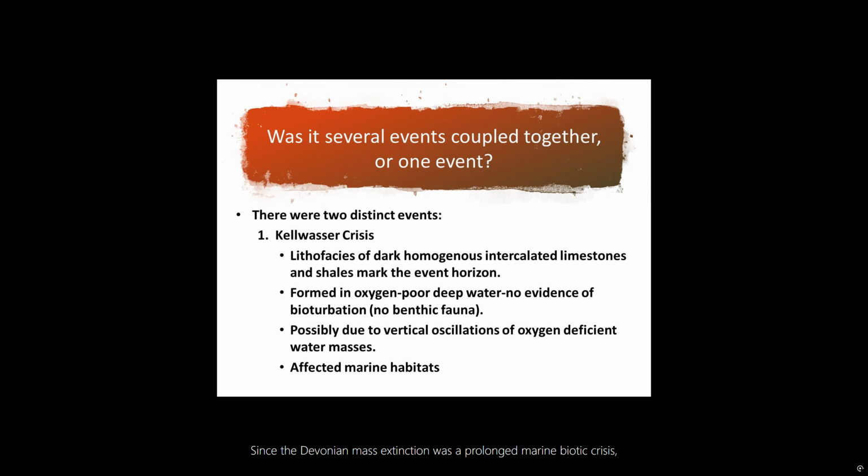Since the Devonian mass extinction was a prolonged marine biotic crisis, we need to ask the question, was it several events or one event? There seem to be 2 distinct events, one at the Frasnian-Famennian boundary, which is called the Kellwasser crisis. This crisis was a marine event that is marked by distinctive lithofacies of dark limestones and shales that formed in anoxic waters with no evidence of benthic fauna present. This may possibly have occurred due to the vertical movement of oxygen-deficient water masses.